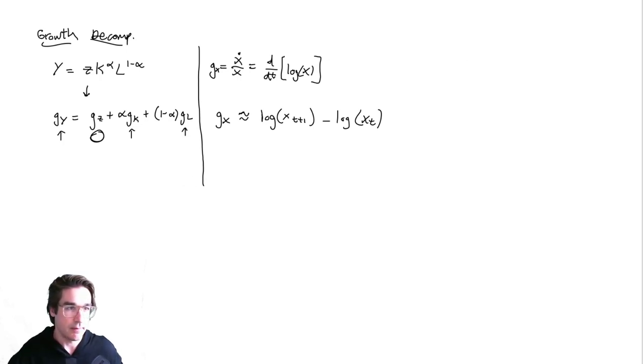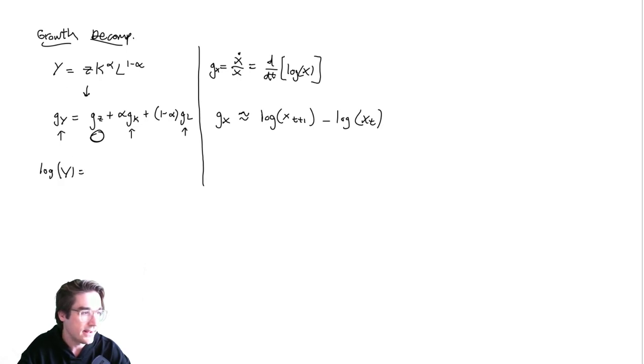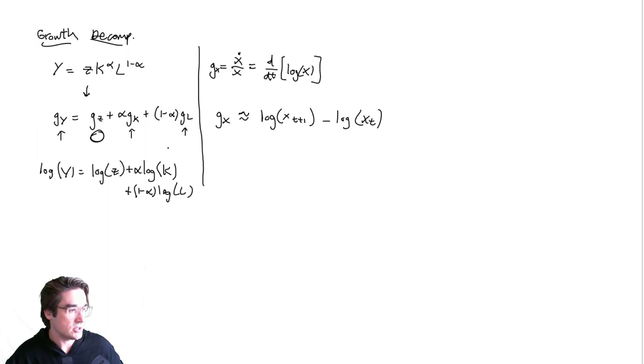The other thing is, let me pop over to the whiteboard here. This growth rate equation, because growth rates and logs are so intricately linked, is also true in logs. So if you take the log of this equation, you get log y equals log z plus alpha log k, plus 1 minus alpha log l. So the same equation is true in logs. If you just take the logs and then differentiate this equation, that gives you the growth rate equation. It's all about the fact that growth rates and logs are kind of the same thing, in some sense.